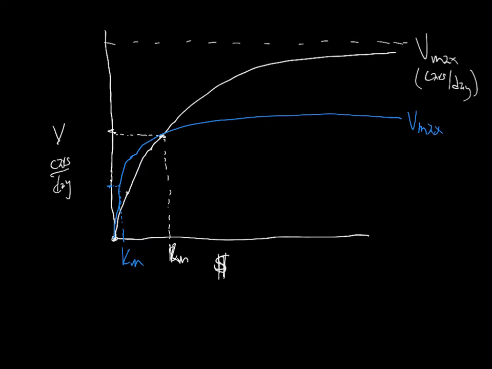Now let's put some numbers to this. I'm going to try to make these numbers make sense. So let's say this was 100. So the white car company can make up to 100 cars per day. That was their maximum. And is that one blue? The blue car company's Vmax would be, let's say, 75.